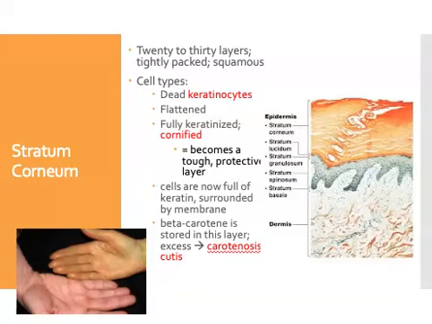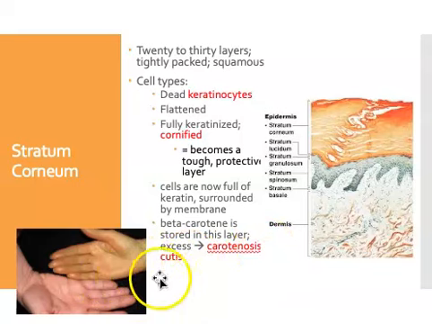Now, I mentioned earlier that one of the chemicals that gets stored in our skin that helps give our skin part of its color is beta-carotene. And it turns out that beta-carotene is stored in the stratum corneum. So normally we encourage people to eat lots of beta-carotene because beta-carotene is the chemical that our body will convert into vitamin A. So it's an important part of a healthy diet. It is possible, though, to overconsume beta-carotene. And just like anything else that you would eat too much of, it's not good for you. It causes a disorder called keratinosis cutis.